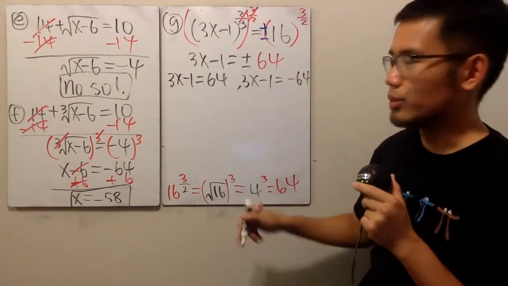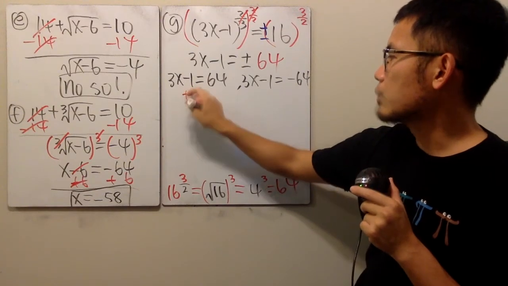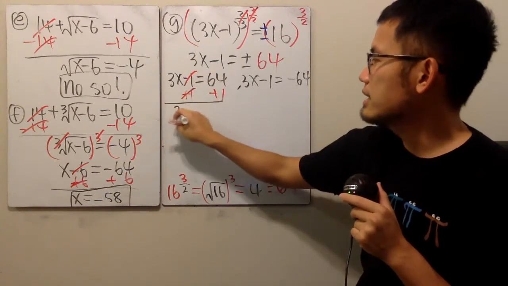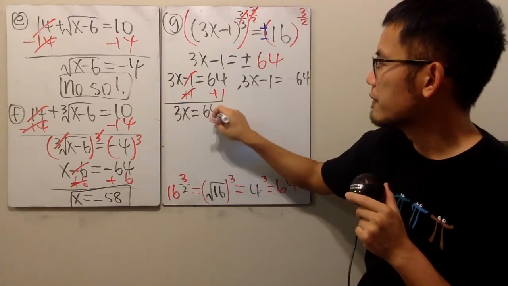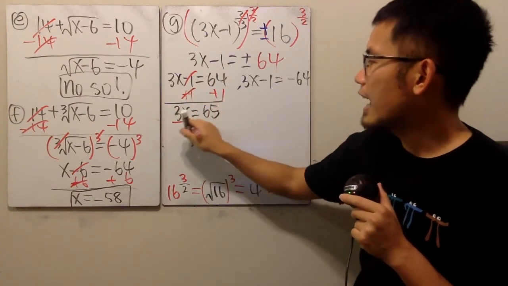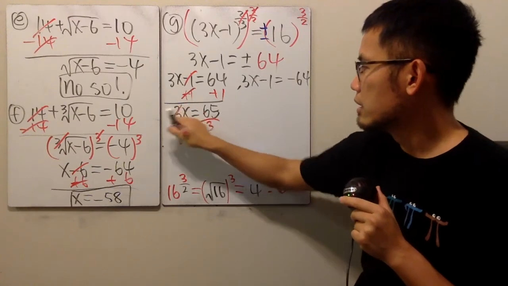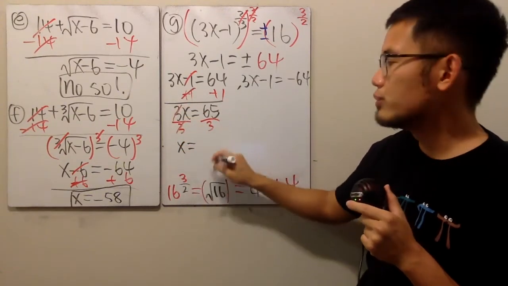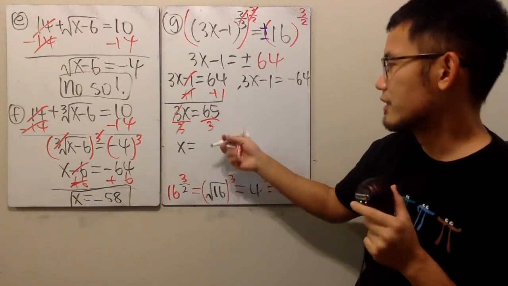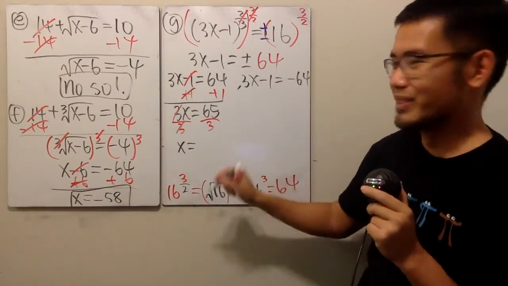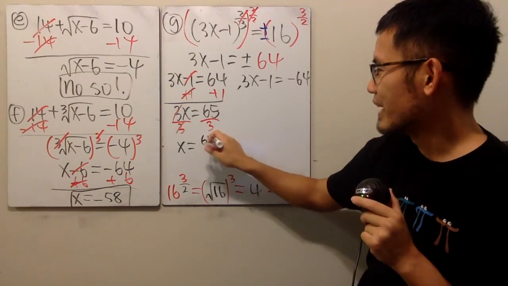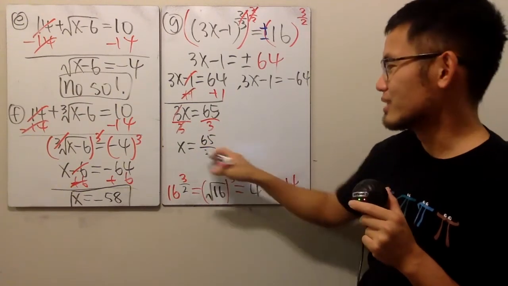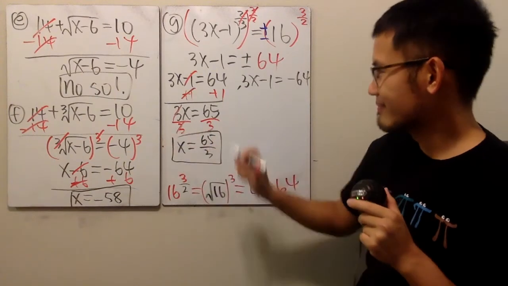Then we can just do our usual business. Plus 1 on both sides. And then we get 3x equals 65. Divide both sides by 3. And this is x equals 65 divided by 3. We get 65 over 3. We cannot reduce this, so we'll just write it down like this, right? So 65 over 3. You get a decimal, and the decimal doesn't end, so you leave it as a fraction.